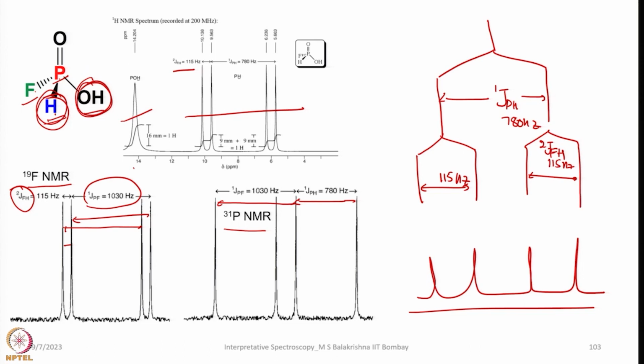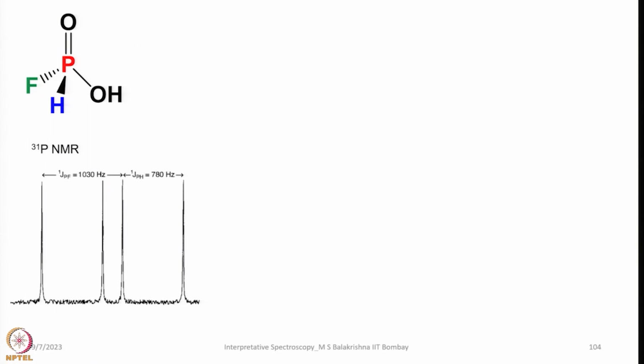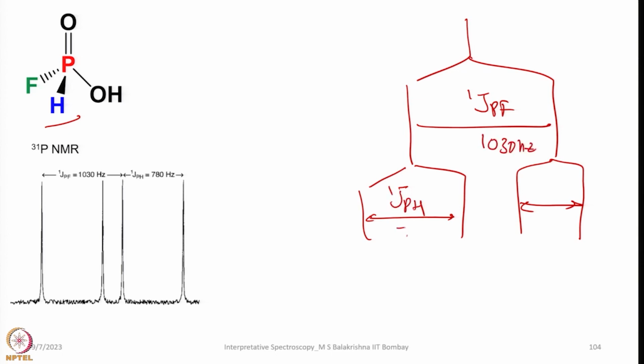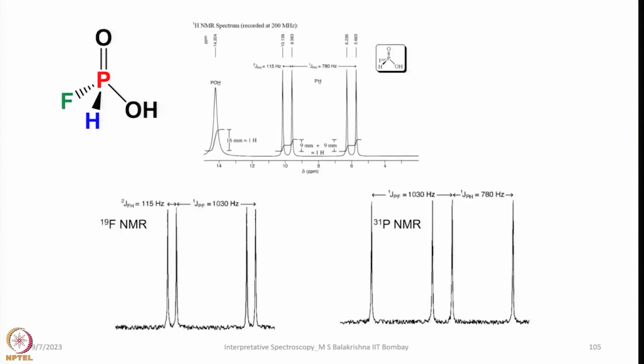Let us look into more such examples here. Of course, here I have shown you a doublet of doublets. First it splits by fluorine, 1J PF, and then each line will be split into two lines because of PH coupling. This is 1030 and then this is 780 Hertz. So it appears like this. Now I have displayed all of them, you can clearly see here.